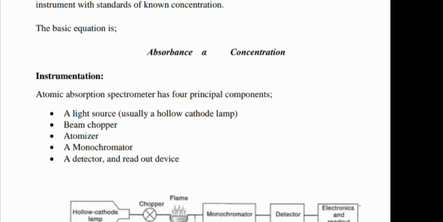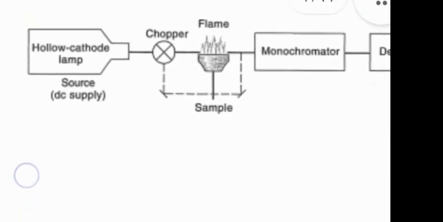Now the most important thing in analytical chemistry is the instrumentation of the topic which you are going to study. This is a very important thing. Instrumentation of atomic absorption spectroscopy has the principal components including light source, beam chopper, atomizer, monochromator, and detector. And you can also see the diagram here.